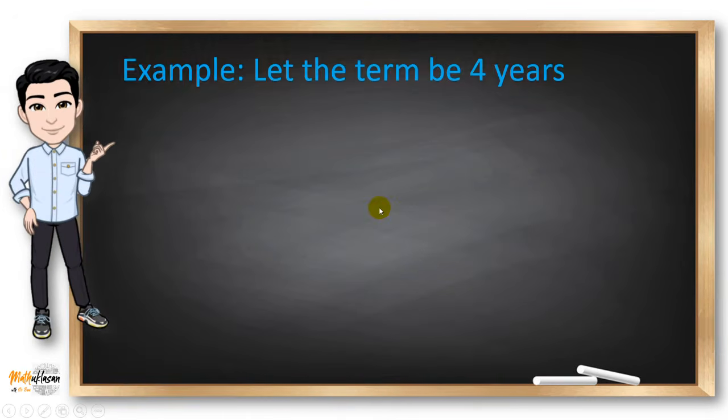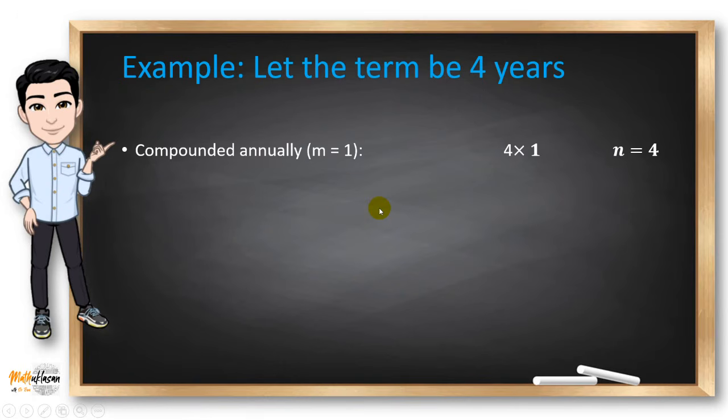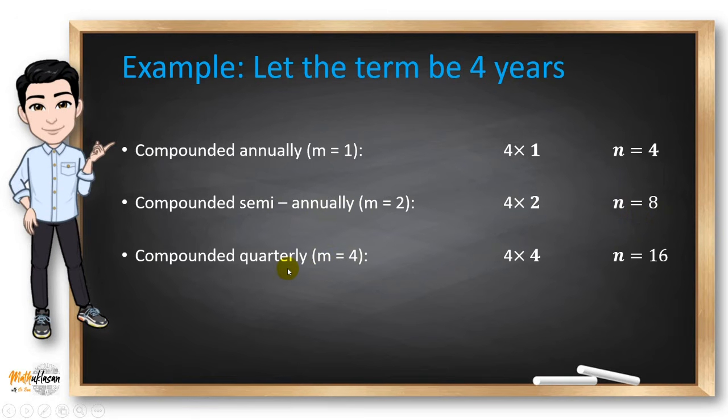For example, if the term is 4 years, then if it's compounded annually, N is equal to 4 because 4 is T and 1 is the equivalent of annually in M. If it's semi-annually, N equals 8 because 4 times 2 is 8. If it's compounded quarterly, M is equal to 4, therefore 4 times 4 is 16. If it's compounded monthly, M is 12, time is still 4, so 4 times 12 is 48.